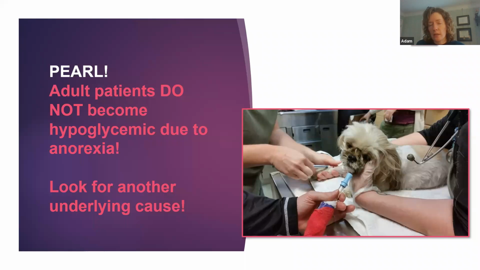We have a lot of clients, I think, that when we're talking to them about hypoglycemia, they'll say, oh, well, Fluffy hasn't been eating in 24 hours. And if Fluffy is an adult animal, adult patients in general do not become hypoglycemic from anorexia. So if they're hypoglycemic, there is another problem there. The most emergent thing that we would worry about would be sepsis, but certainly there can be other causes, and it's something that we want to investigate further. We don't want to just write it off as secondary to anorexia.